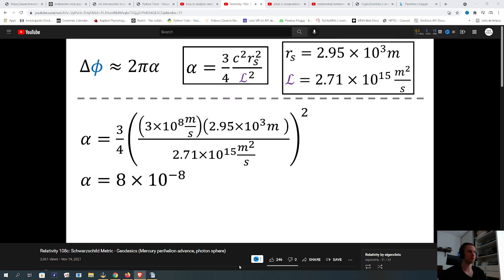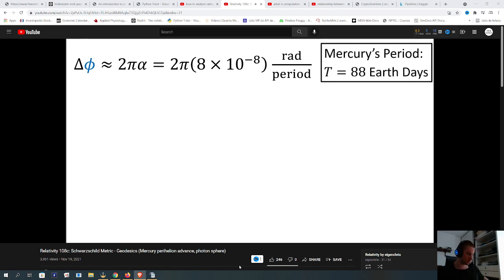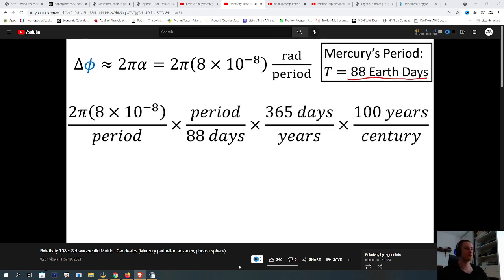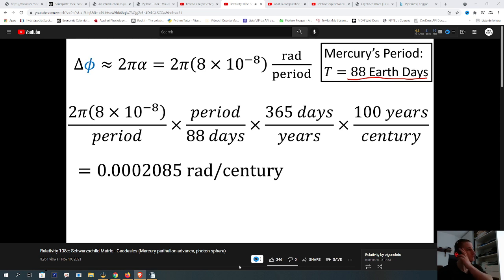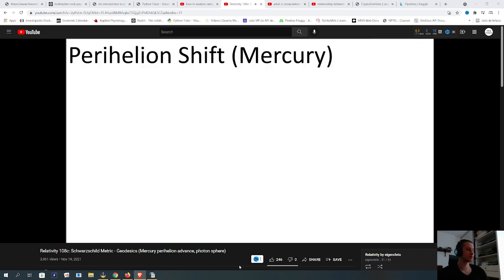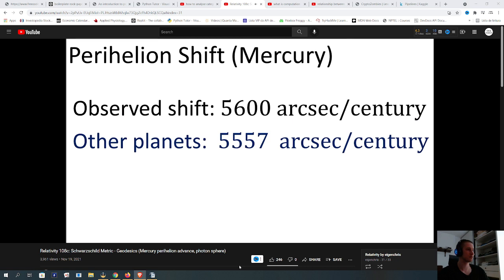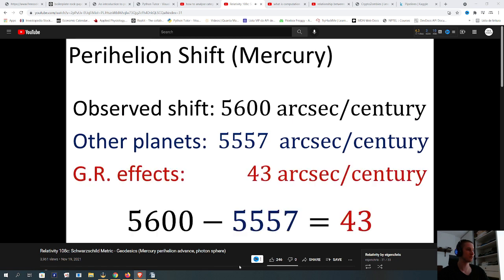Putting all this together, we get a perihelion advance of 2 pi times 8 times 10 to the negative 8 radians per orbit. Knowing Mercury's orbital period around the Sun to be 88 Earth days, we can calculate Mercury's perihelion advance in 1 Earth century, which is 0.0002085 radians, or 43 arcseconds. In reality, Mercury's perihelion shift per century is larger, due to the gravity of the other planets in the solar system. But 43 arcseconds is the amount of observed perihelion shift that cannot be explained by the gravity of the other planets. It's a small correction factor that general relativity was able to predict.